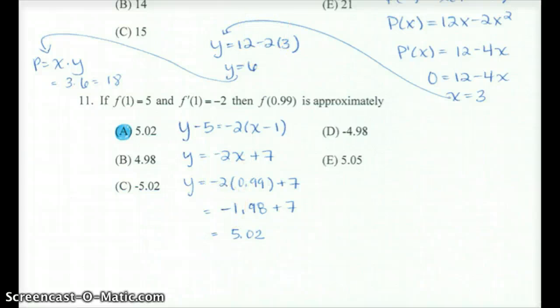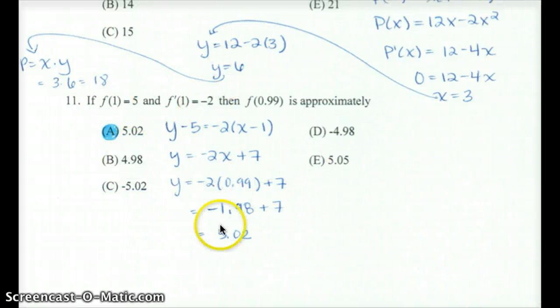And here's the work. Again, using the calculator, you can save yourself some time for this one. The correct answer was A.